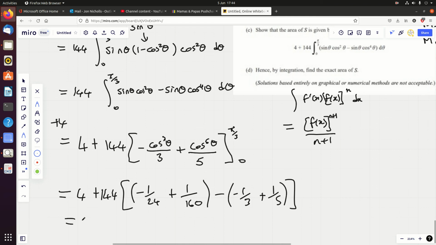And then we're going to do all of that, so watch me just faff about with these fractions. Now, where's my calculator? Let me just quickly find my calculator. 1 divided by 160 minus 1 divided by 24 minus open brackets 1 divided by 5 minus 1 divided by 3. Okay, I'm getting 47 over 480 in there at least. And so I think the final answer should be times by 144 plus 4, 181 over 10. Do let me know, though, if that's wrong and I've made a mistake.